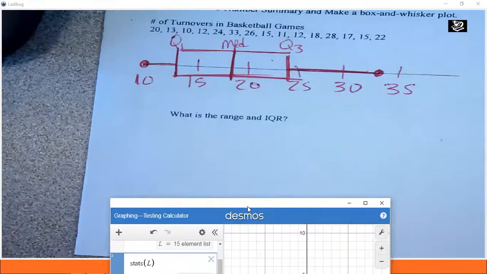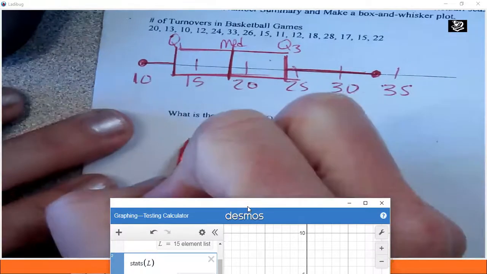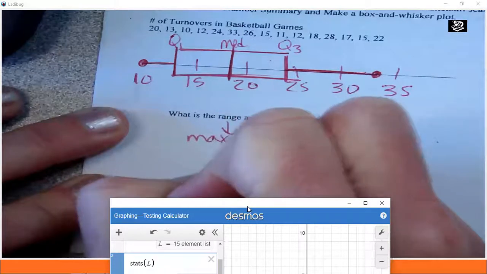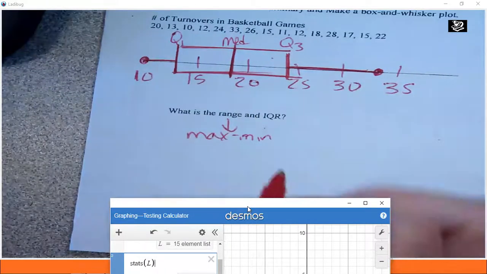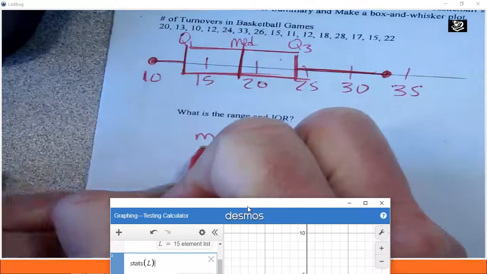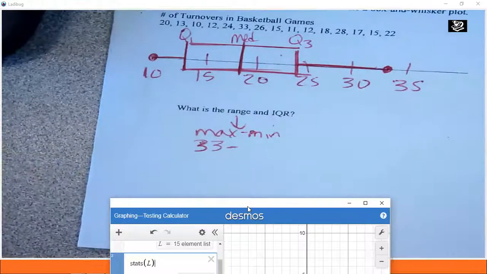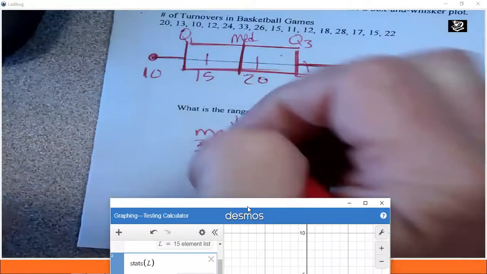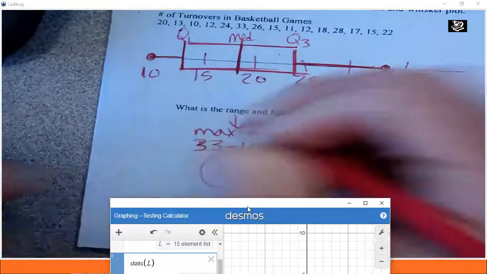All right. What is the range and IQR? Janiyah, what do we say the formula for range was? Good. Max minus min. Isaac, what's the maximum of this one? 33. Mia, what's the minimum? 10. And we subtract those and we get 23. So your range is 23.